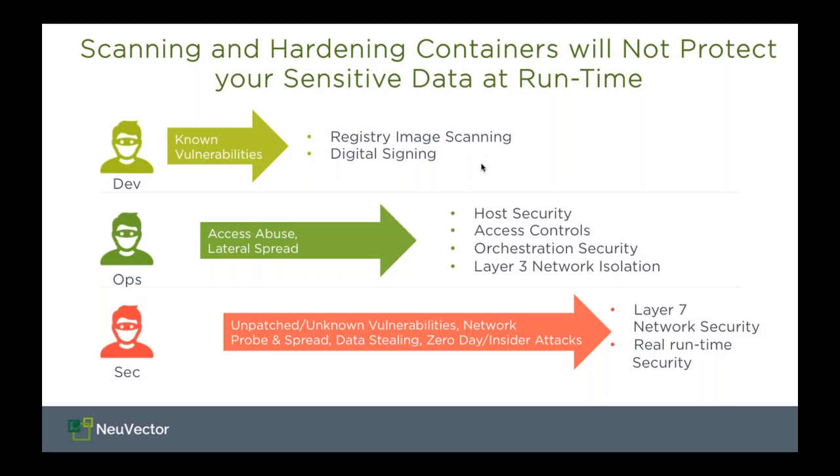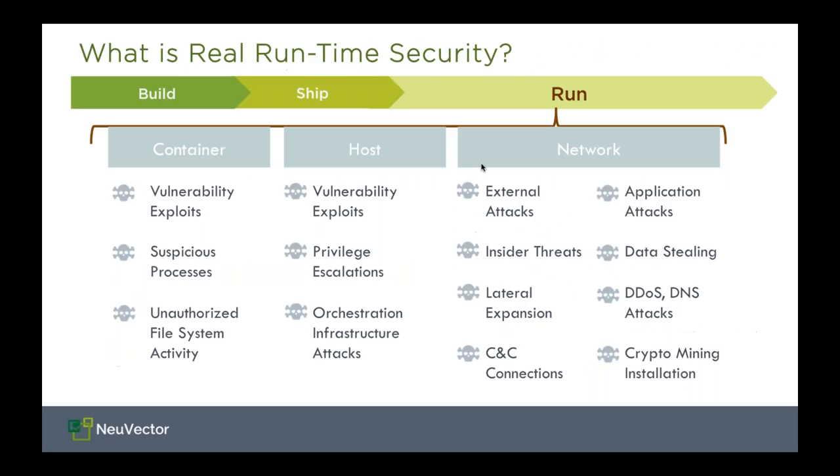You gotta make sure that you have proper host-based security in place, you have access controls, you lock down your manager and orchestration environment, and people are starting to put in network policies and other means of segregating the network. But really, if you want to protect yourself from real network attacks and from hackers trying to get into your system, there's no other way than implementing a proper layer 7 network security solution, and also adding real runtime security, so process monitoring, file monitoring. But this is all about trying to keep the hacker out, not to keep your images clean of vulnerabilities.